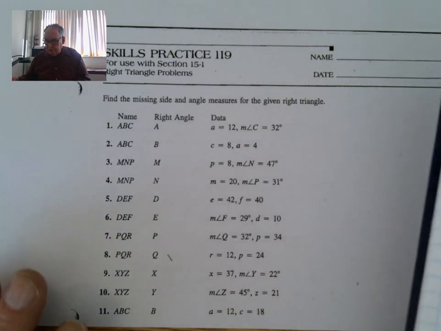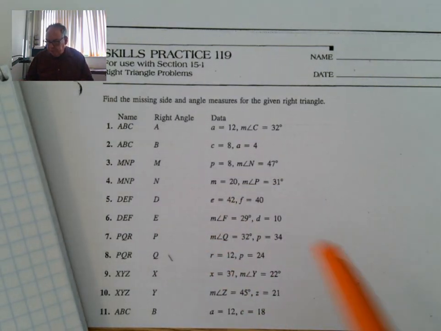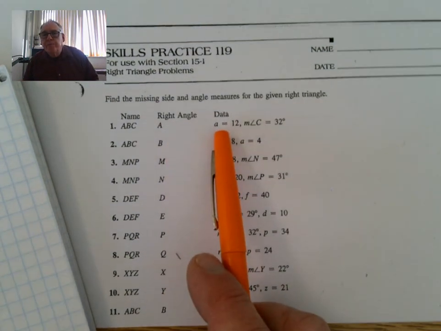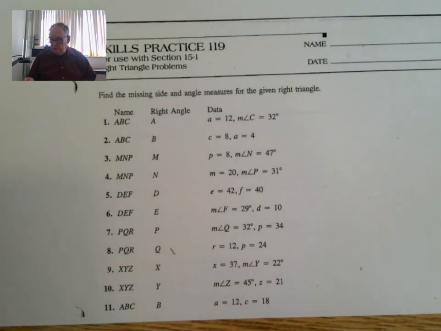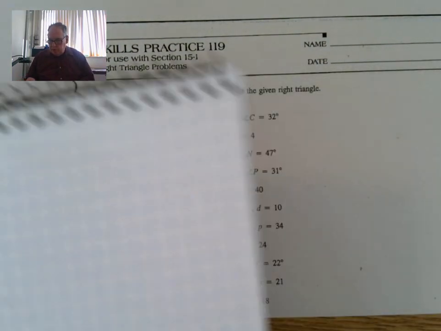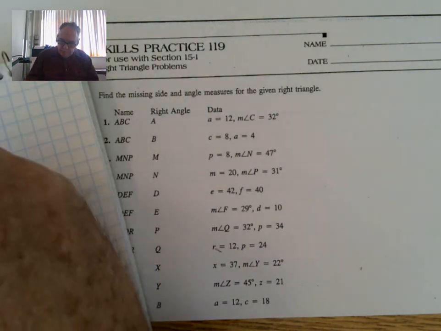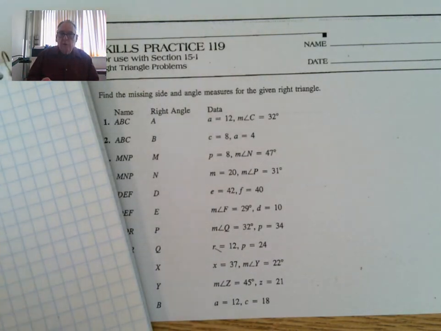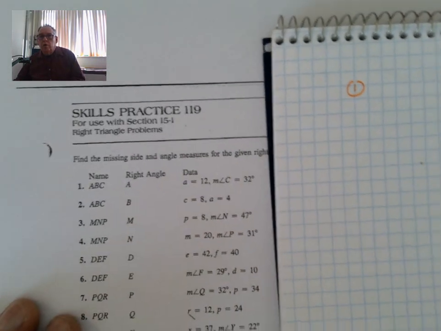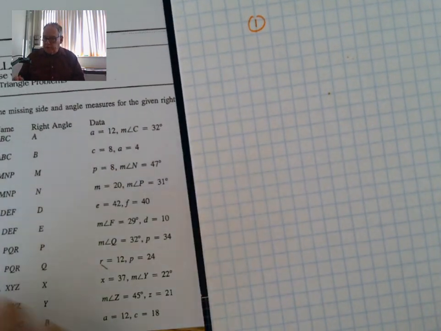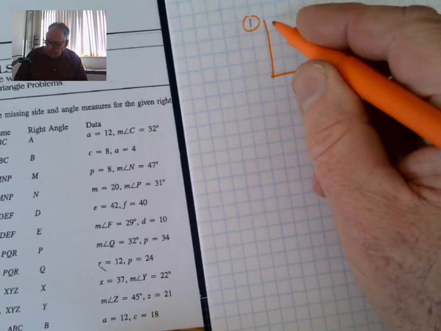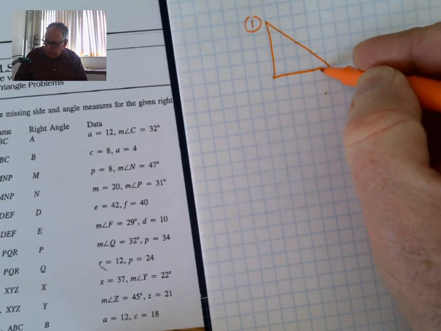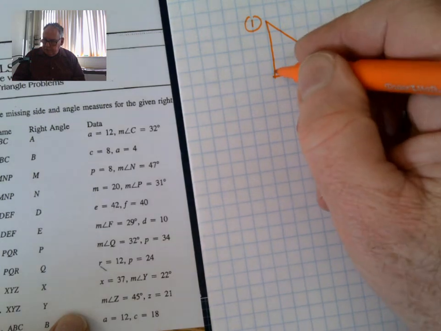Okay, so number one, they're giving us a right triangle. They're telling us what the right angle is. And we need to solve the triangle, basically, find the missing side and angle measures. So what I want to do pretty much for all of these is draw or sketch a right triangle. Then I'm going to label it with the information that they give us.